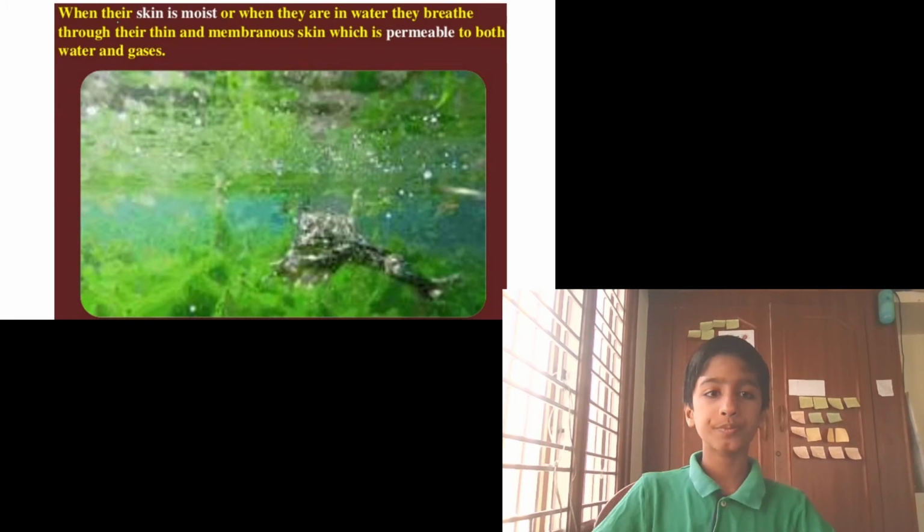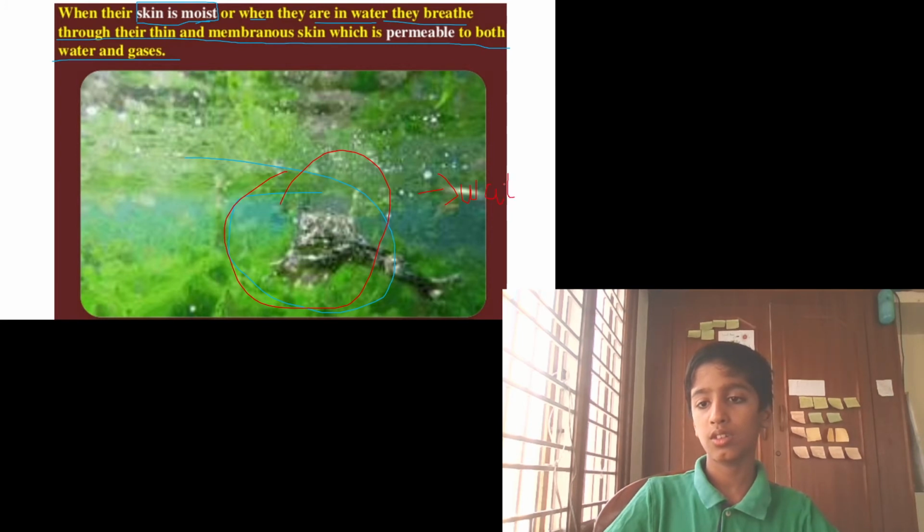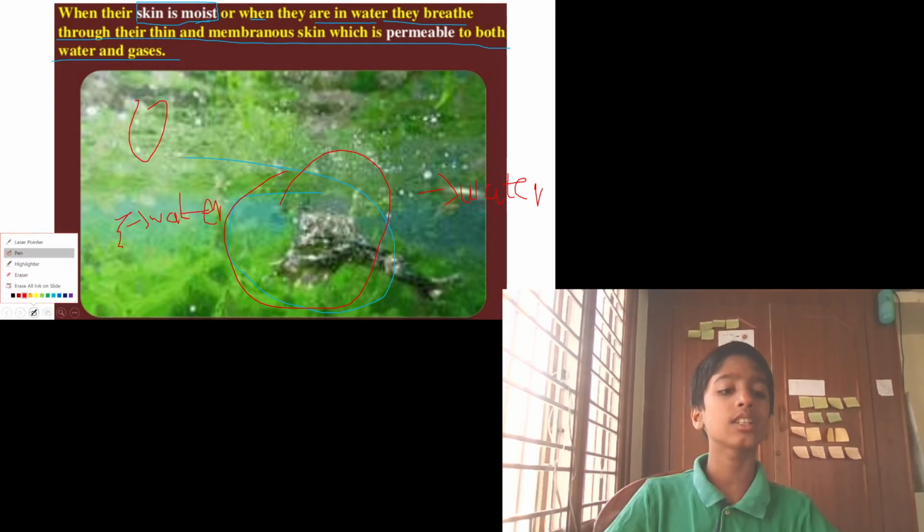So now let's move on. When their skin is moist, or when they are in the water, they breathe through their thin and membranous skin, which is permeable to water and gases. So when they are in the water, you can see, right? This frog is in the water. You will see this green thing, right? They are in the water, not in the grasses or something.